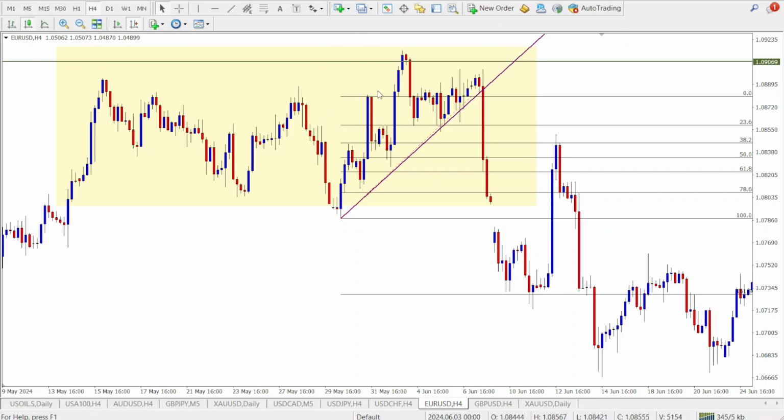But what if the price breaks out of the range? Let's talk about that, right? Sometimes price doesn't respect the boundaries of the range and breaks out of support or resistance. So how do you handle this? In the case of a breakout, you can see what happened here. There was a breakout, right? The price moves beyond the support or beyond the resistance, signaling that the market is trending again.